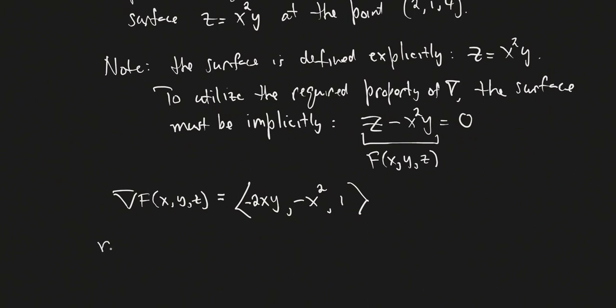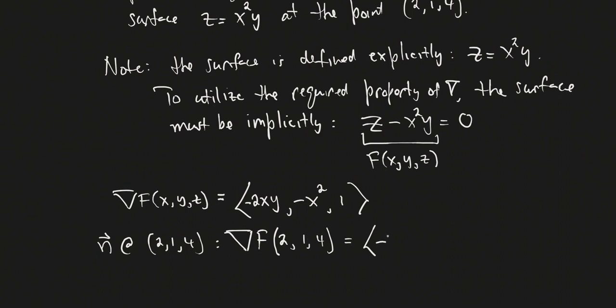Now we can say that the normal vector at the point (2, 1, 4) is given by taking our gradient function and evaluating at the point (2, 1, 4), right? And then, so let's see what vector we get. So it's negative 2 times 2 times 1, so that's negative 4. We have negative 2 squared, so that's negative 4. And then this third component here is always 1.